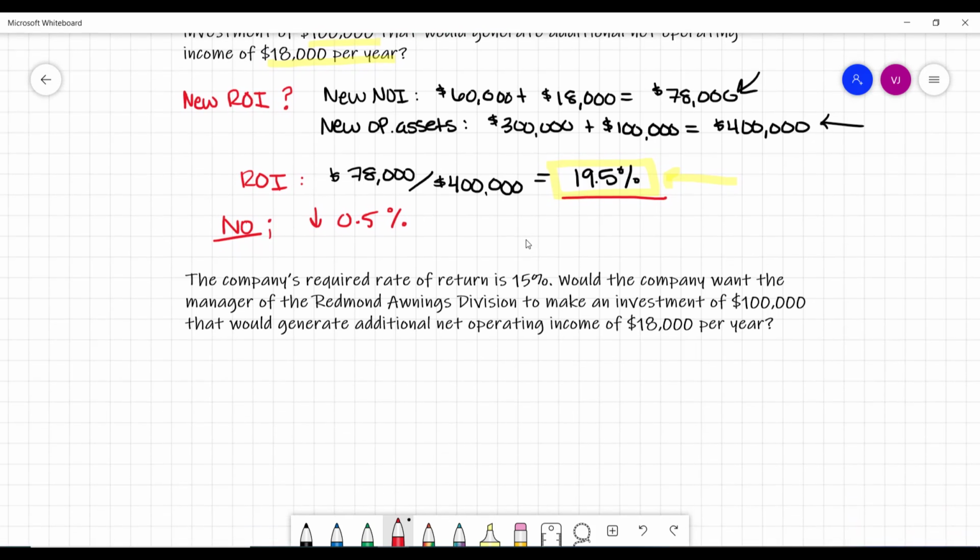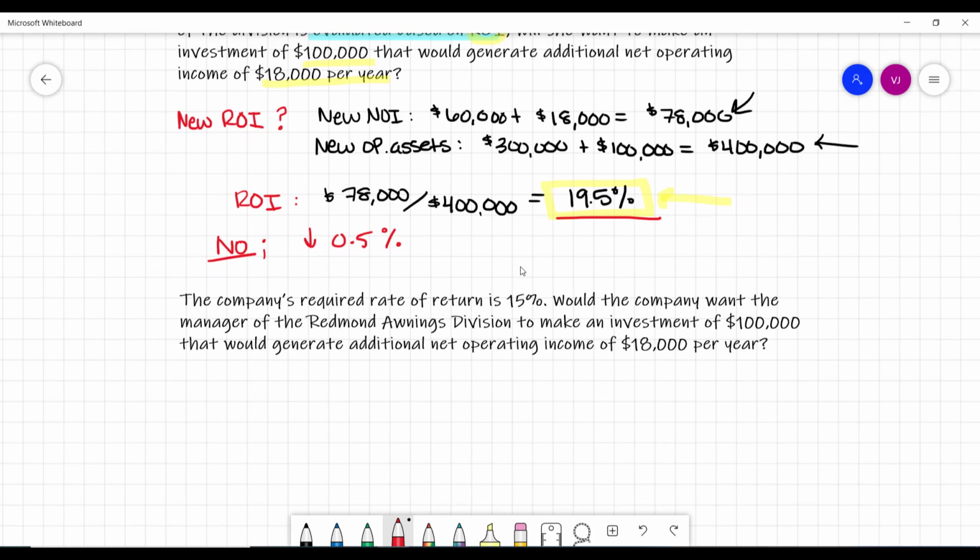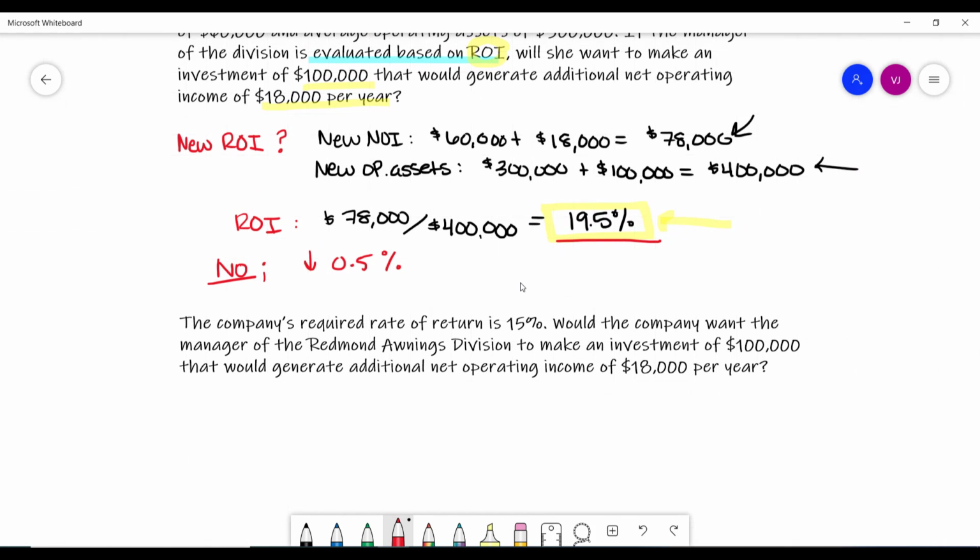All right. Now let's take a look at the same situation here, but from a different perspective. The company's required rate of return is 15%. Would the company, again, not the division manager, would the company want the manager of Redmond Awnings to make an investment of $100,000 that would generate additional net operating income of $18,000 per year?